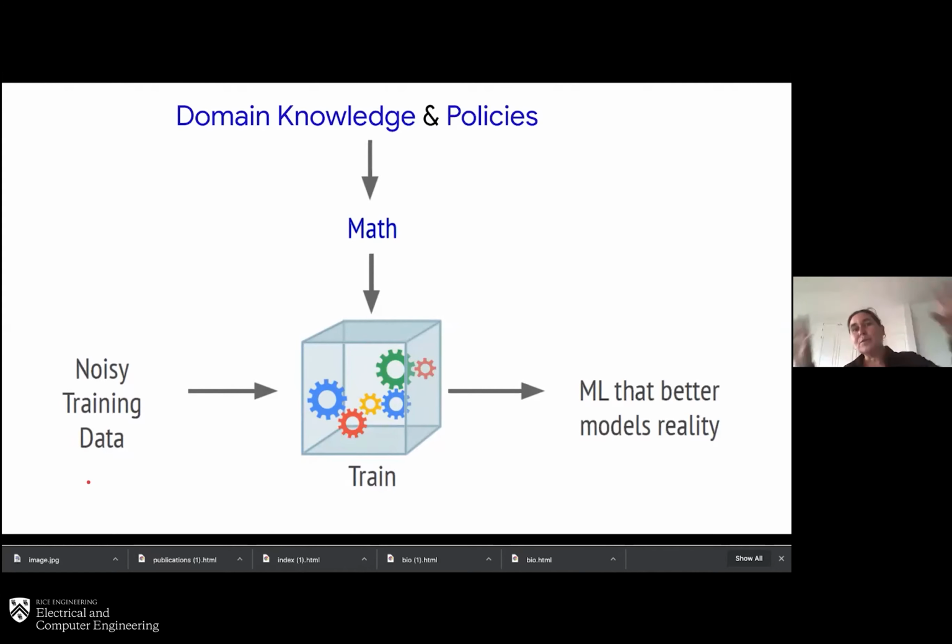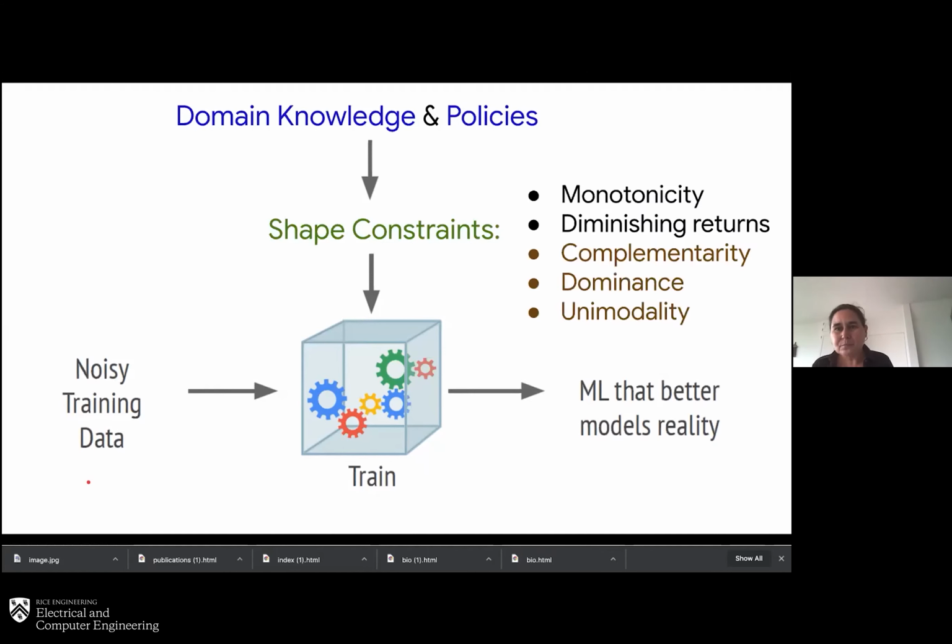So this is a big space, right? We could go Bayesian, but we're not going to go Bayesian in this talk. A lot of times when people talk about prior knowledge, they want to talk Bayesian. Here we're going to talk about prior knowledge in the sense of shape constraints, things like, hey, I know GPA should be a positive signal. I'm not going to let my model penalize GPA. So here we're going to focus on the subset of domain knowledge and policies that we can impose with these shape constraints. We just went through an example of monotonicity. Some of the other shape constraints that we've done a lot of work on, and that you can get out of the TF Lattice toolbox, are diminishing returns, complementarity, dominance, and unimodality. I'll talk through some of these today.